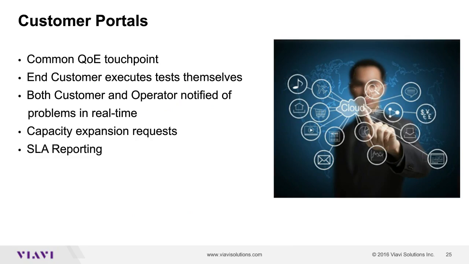Customer portals, Michael's referred to that. It gives a common QoE touch point for the customer and the operator. Customers are actually able to execute tests themselves, so that'll reduce some burden on the operations side of an operator. But it also gives the customer a comfort level and helps them isolate issues that may be on their side of the network versus the operator's. When there are issues, both the customer and the operator are notified in real time. Capacity expansion requests, ordering an additional expansion of service, can be done there. And, of course, any SLA reporting to the customer can be provided in that portal.